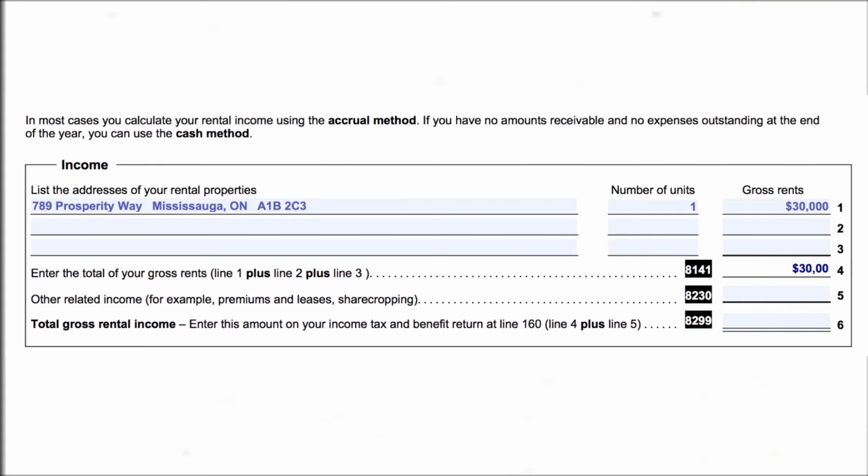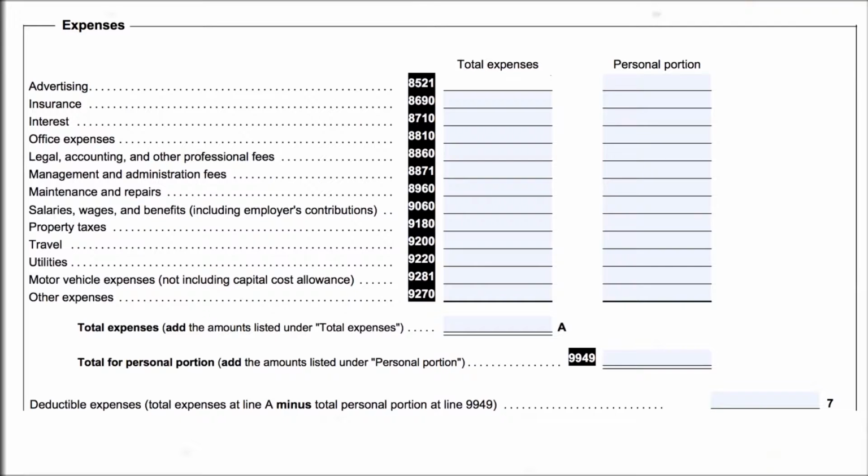Step 5. Enter the gross rental income earned in the current year. This is the total of rents you charged to your tenants. Assume that the gross rents are $30,000 in this example. Step 6. Enter the expenses incurred in the current year. Then enter the total of these expenses, which comes to $18,900 in this example.